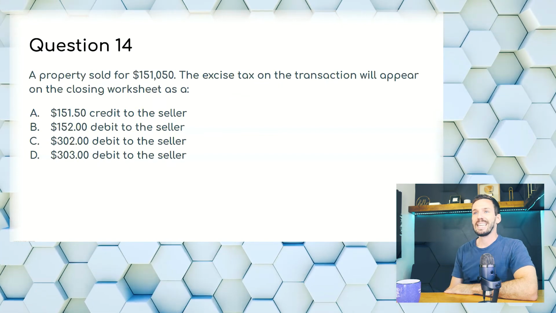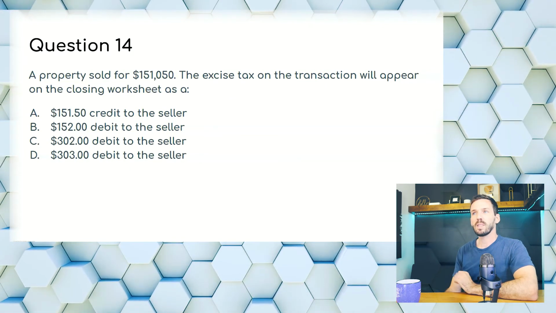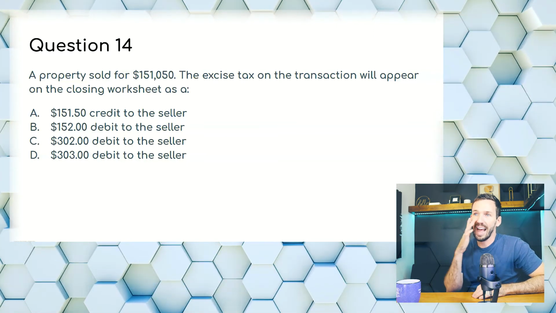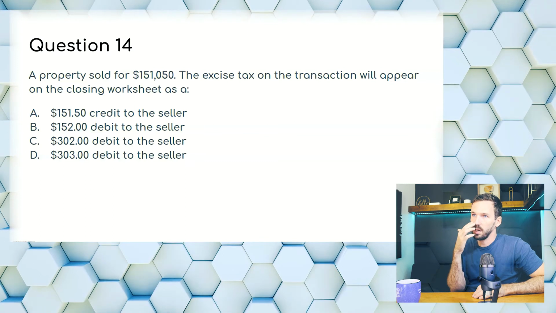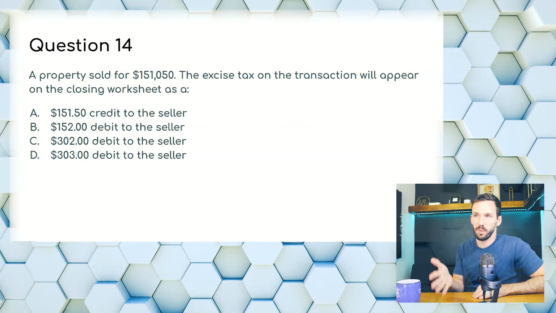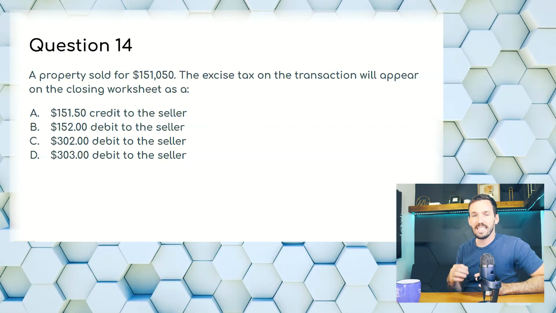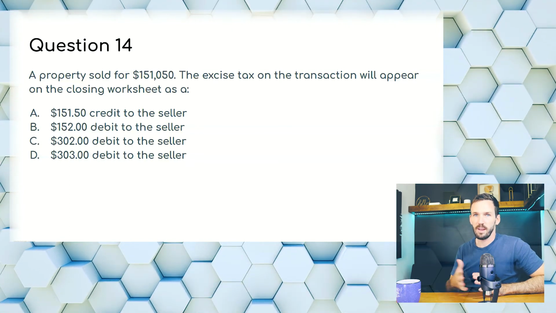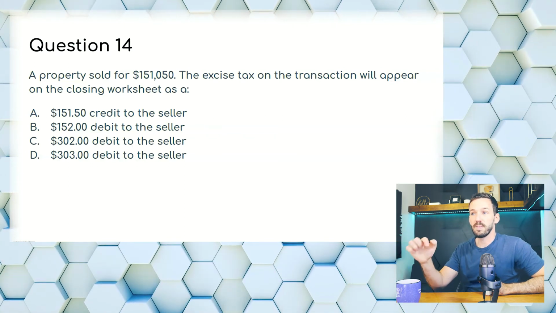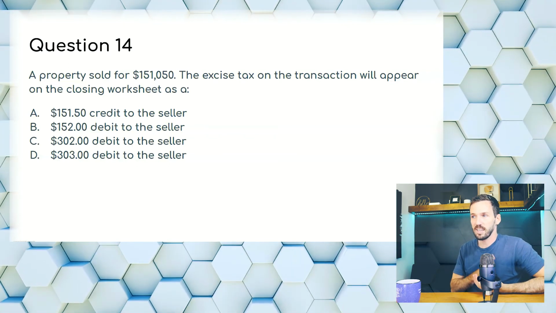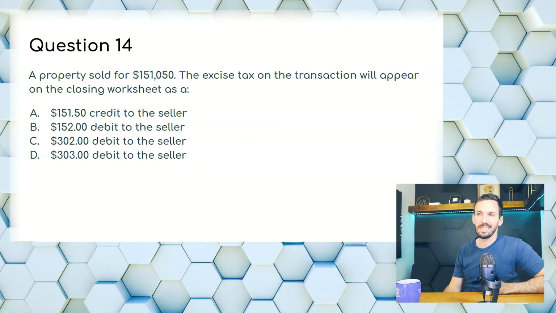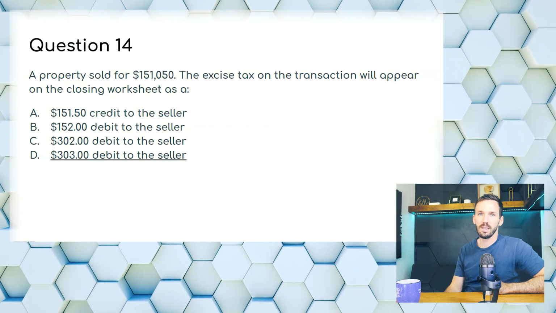Question 14. A property sold for $151,000. The excise tax on the transaction will appear on the closing worksheet as a $151, $152, $302, or $303. So excise tax is the per $500 thing that we've talked about in previous chapters. So $151,000 divided by $500 is 302, but you round up with excise tax. So the answer here is 303, D.